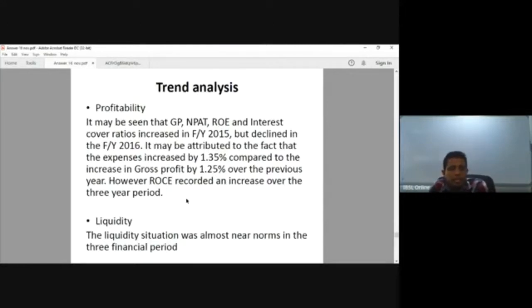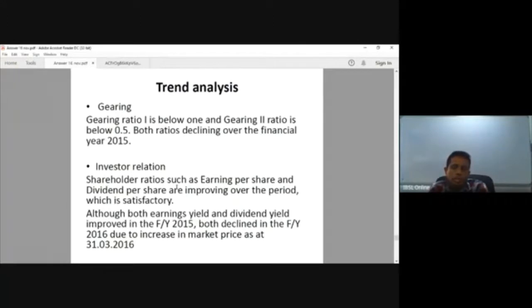Right. Then liquidity, we cannot say anything because liquidity is very good in this company, near norms in the 3 financial years, 1:1 and 2:1, quick asset ratio and current ratio. Then gearing is also very acceptable, a low geared company. Gearing ratio 1 is below 1 and gearing ratio 2 is below 0.5. Both ratios declined over the financial year 2015, very acceptable to a bank.